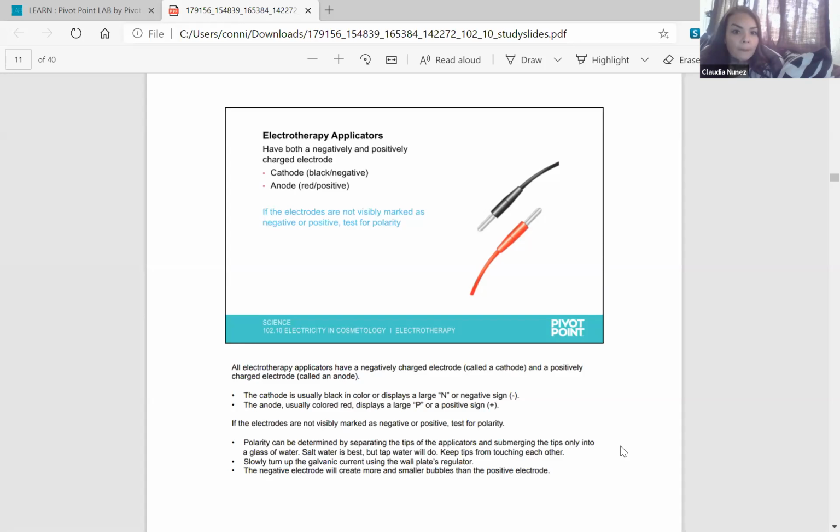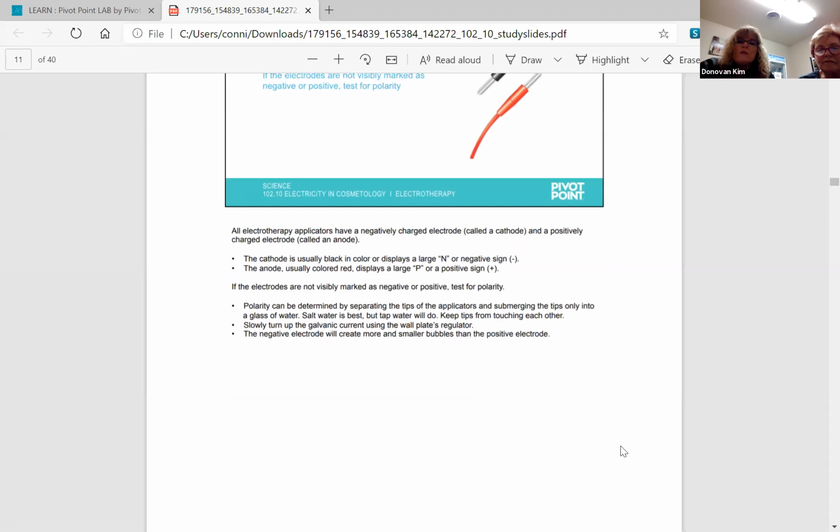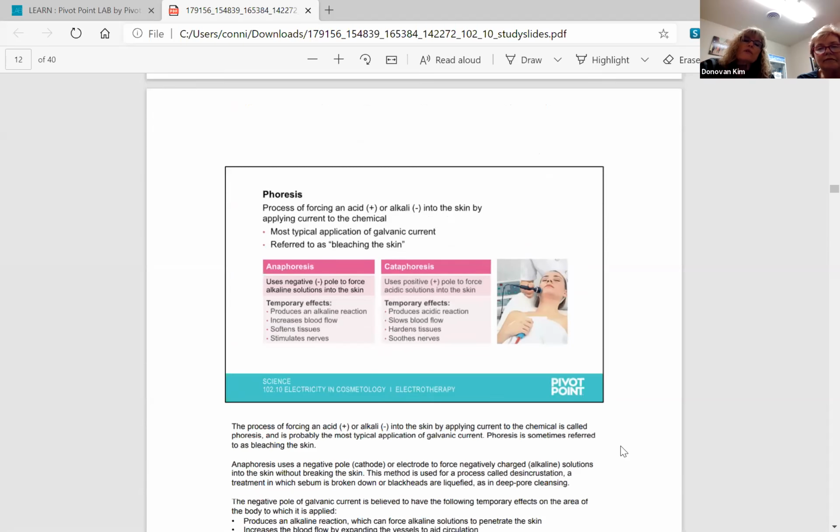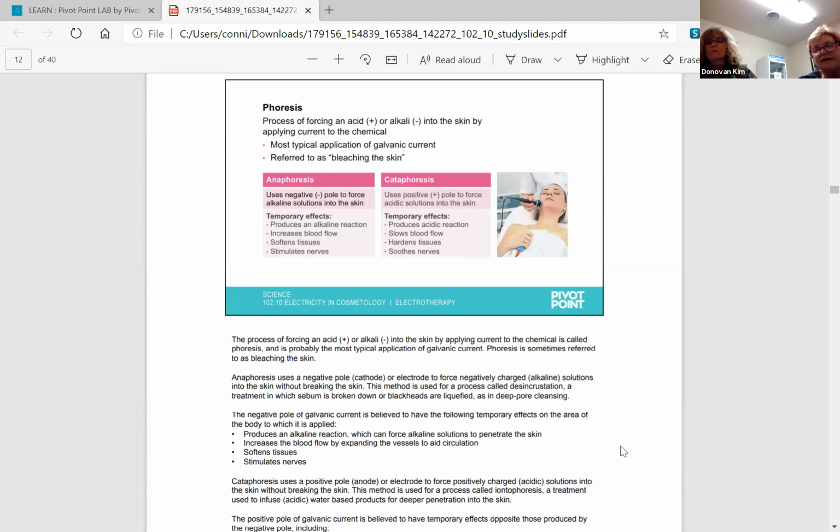Okay, so the anode and the cathode there, black is negative, red's positive, just like in your jumper cables. These are the kind of things that you're going to need to know if you're using these machines, to make sure that you're not crossing polarities or shocking someone. Okay. So let's see, we're on phoresis. There's your anaphoresis and cataphoresis. So let's just break it down so you can figure out what your notes are supposed to say, okay?